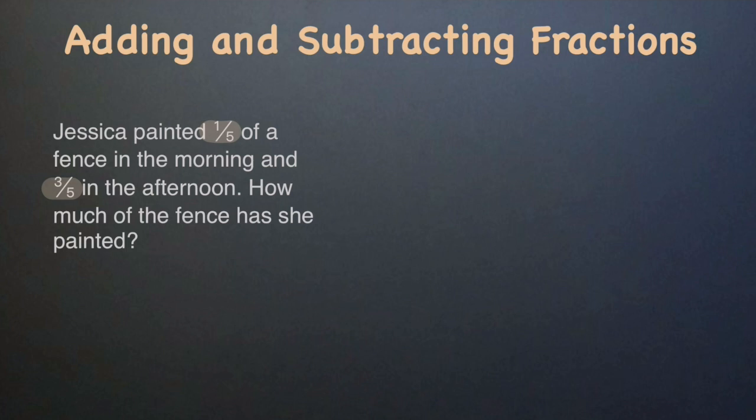The first thing we need to do is work out what kind of question we're being asked here. So if she's painted 1/5 in the morning and 3/5 in the afternoon, we're going to add those two fractions together. So I'm just going to write it as a number sentence. 1/5 plus 3/5 equals.